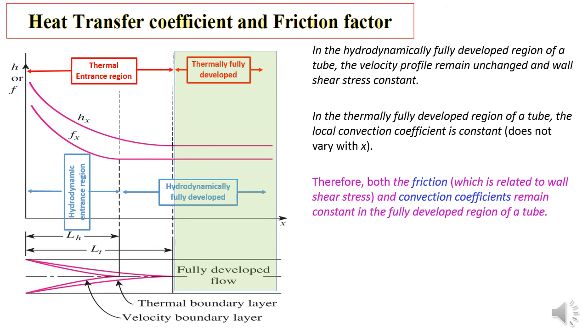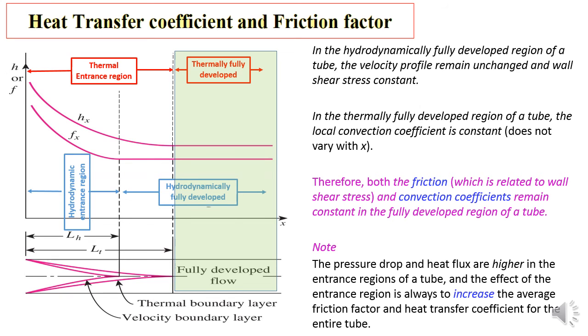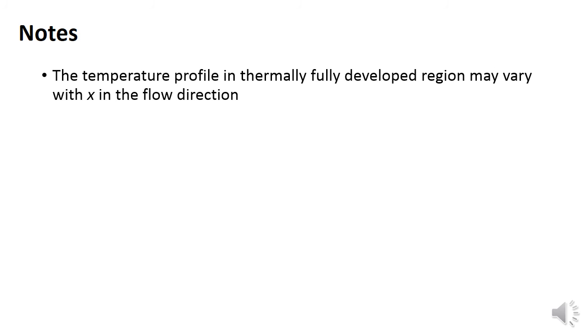And here is the fully developed flow, which is both thermally fully developed region and hydrodynamically fully developed region. In this region, both the friction, which is related to wall shear stress, and convection coefficient remain constant in the fully developed region of a tube. And as a note here, the pressure drop and heat flux are higher in the entrance region of a tube, and the effect of the entrance region is always to increase the average friction factor and heat transfer coefficient for the entire tube.